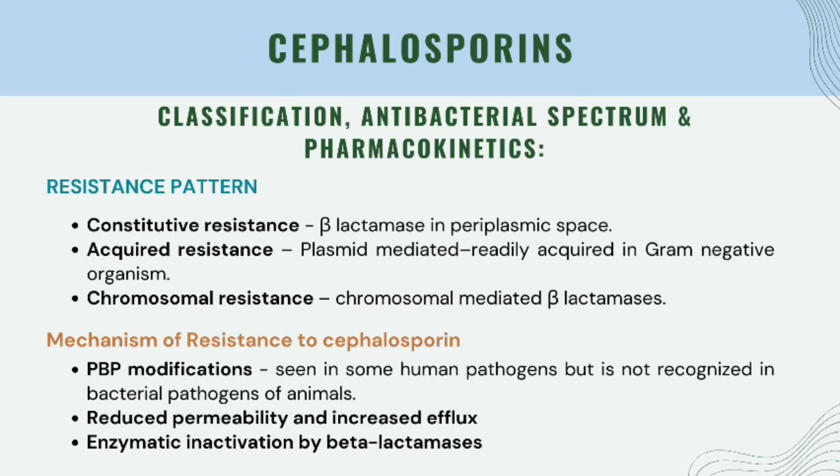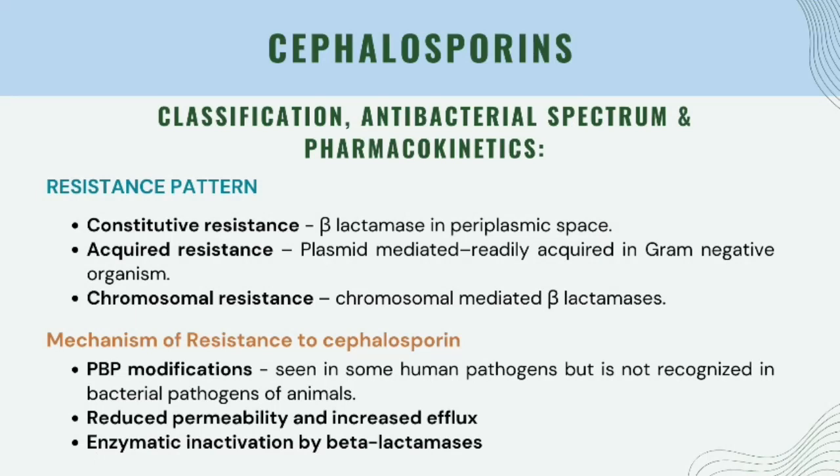Another common mechanism of resistance involves the reduction in bacterial cell permeability and increased efflux of cephalosporin antibiotics. Bacteria may alter porins, which are channels that beta-lactam antibiotics use to penetrate the bacterial cell wall. Additionally, the presence of periplasmic beta-lactamase enzyme can further contribute to reduced antibiotic penetration.